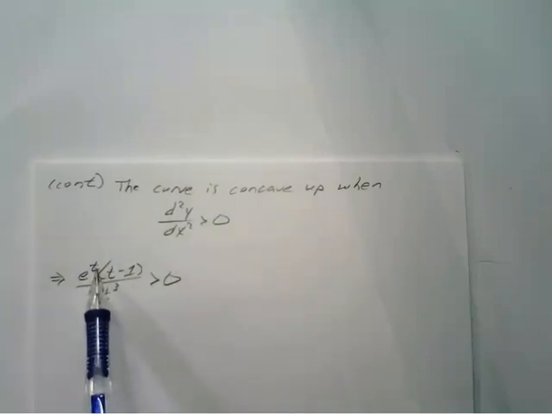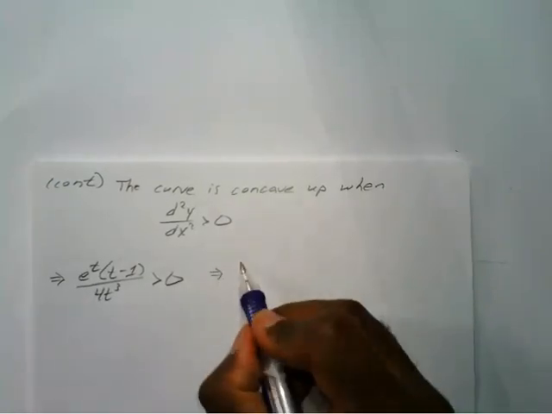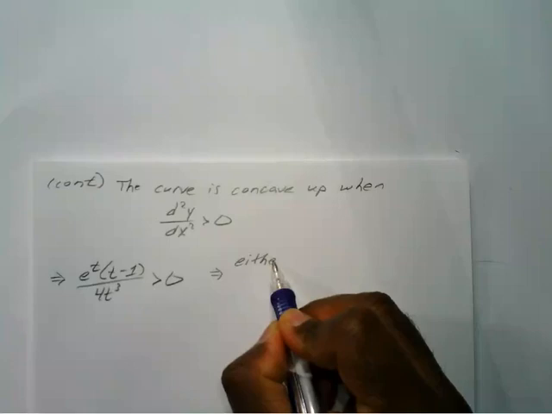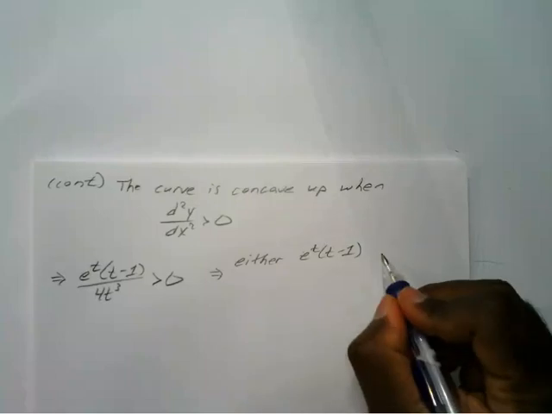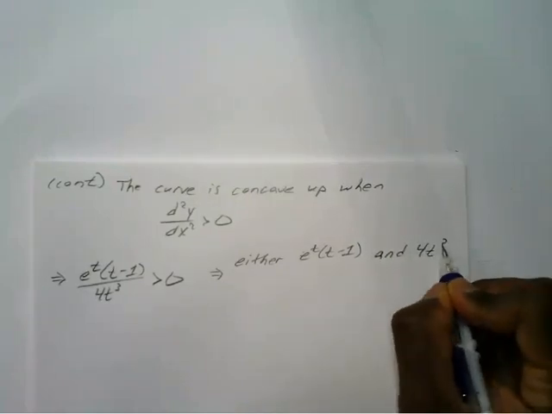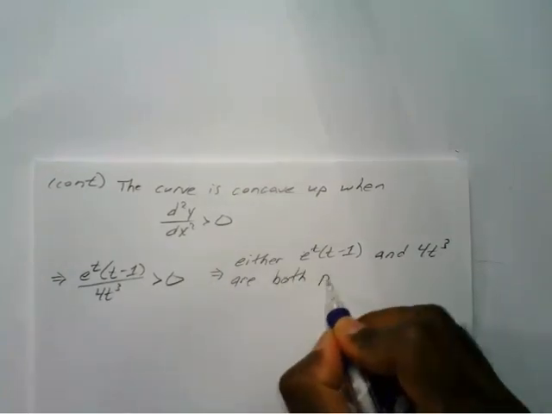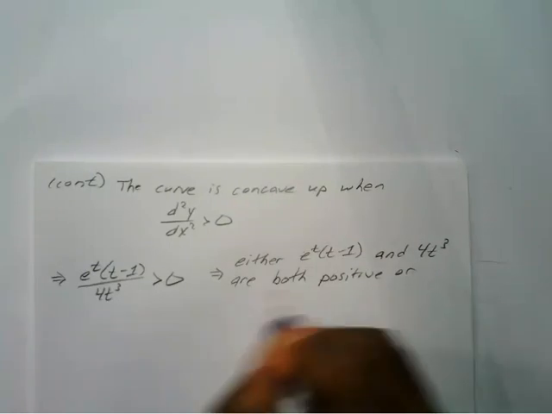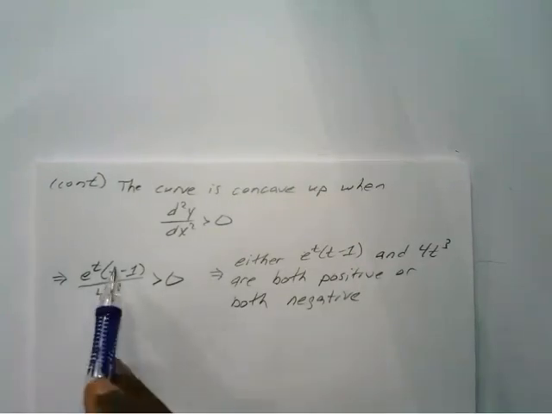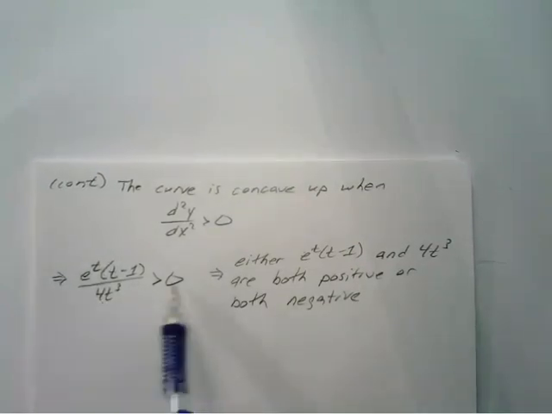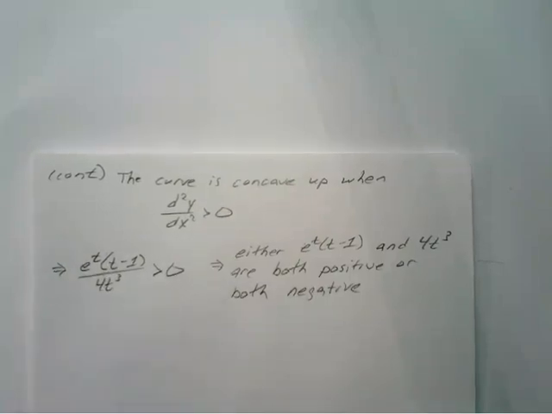e to the power of t is always positive, so we don't have to worry about that. But that just means either t minus 1 and 4t cubed are both positive or both negative. Remember, positive divided by positive is positive, negative divided by negative is positive. So they have to be either both positive or both negative.